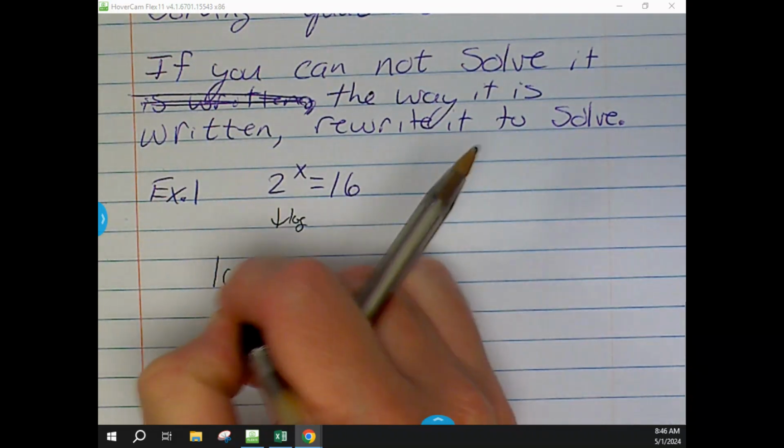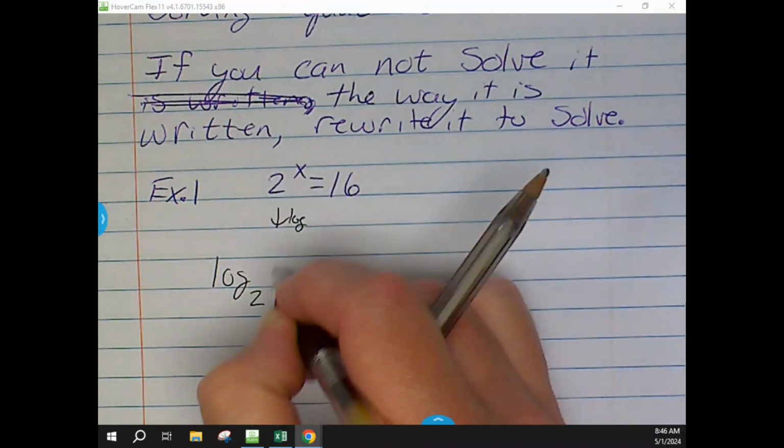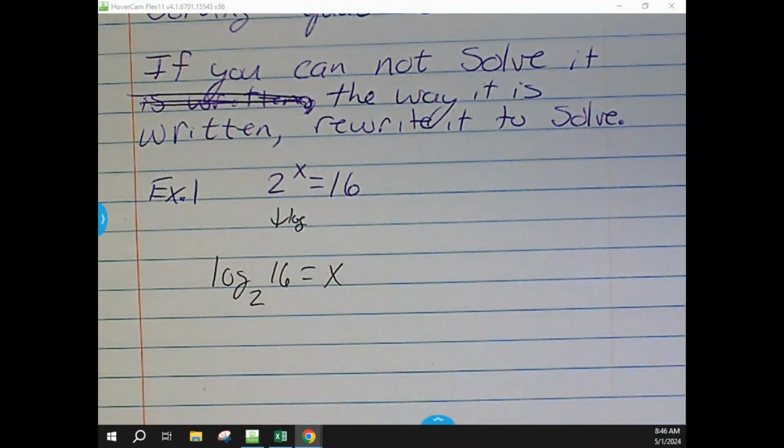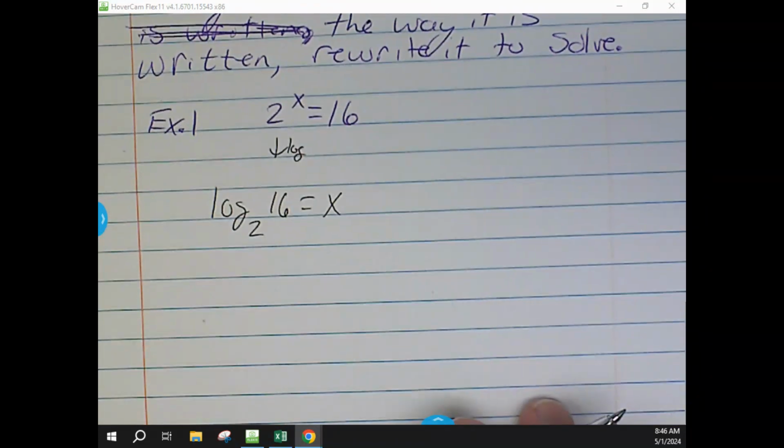So if we rewrite it in log form, we've got log, and the base is still 2. And again, we're going to switch these two numbers. There we go. And what we were saying yesterday is that if you've got it written like this, now you can use your calculator. It's log of 16 with a base of 2. And everybody check and see if you get the same answer here.